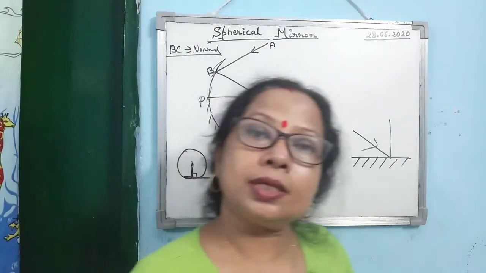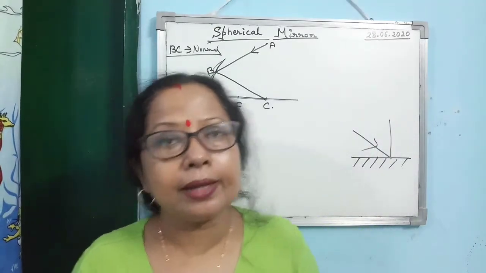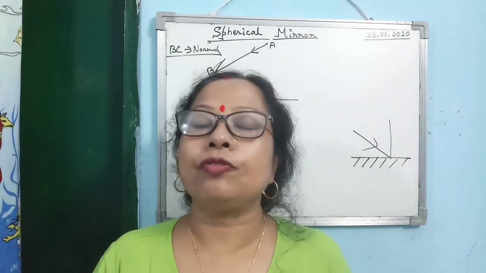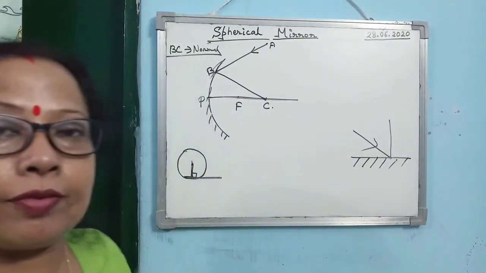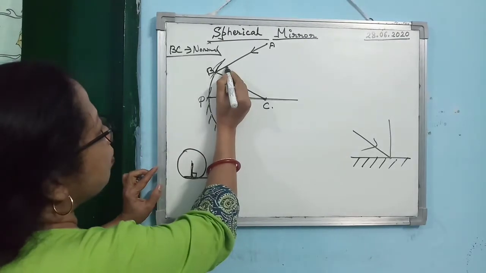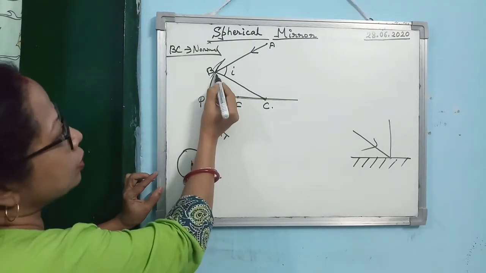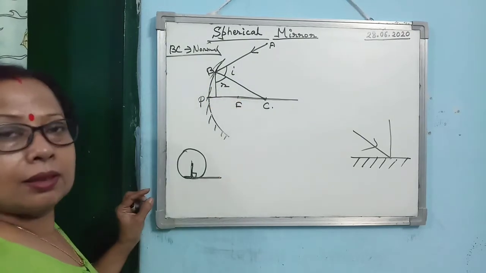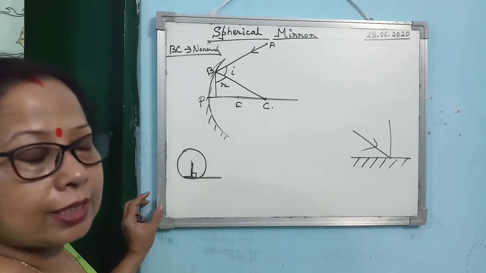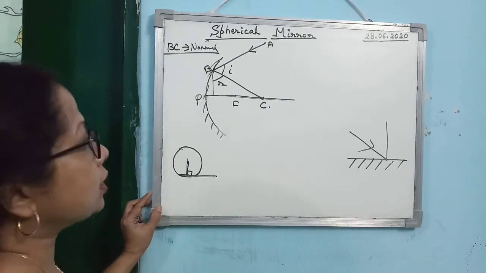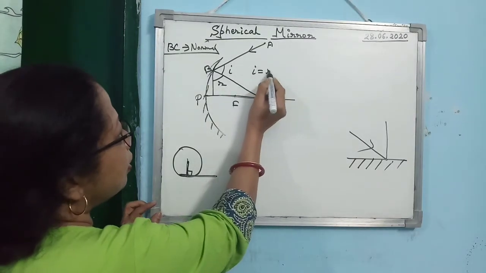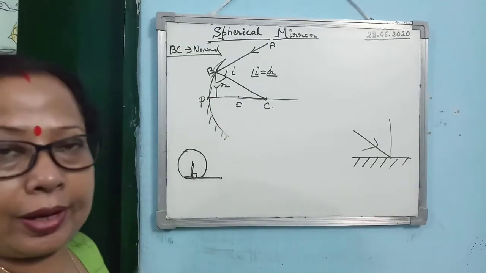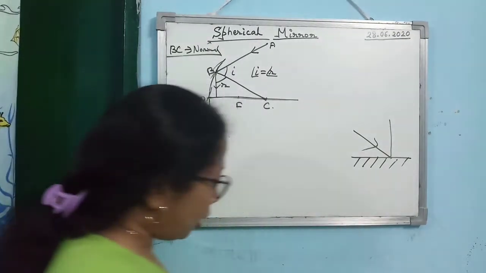Join the point of incidence with the center of curvature. I repeat, how to draw the normal for a spherical mirror: join the point of incidence with the center of curvature. So you see, if this is the normal, then this is the angle of incidence. Then what you will do? You will draw an angle here which is equal to I, because according to the laws of reflection, angle of incidence is equal to angle of reflection. So you draw angle I equal to angle R. Then this line will give you the reflected ray.